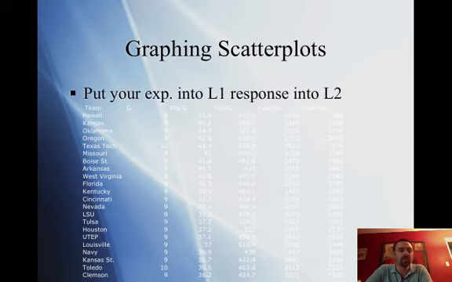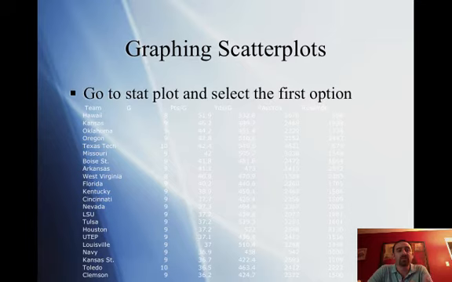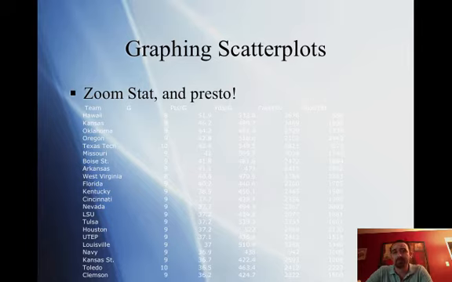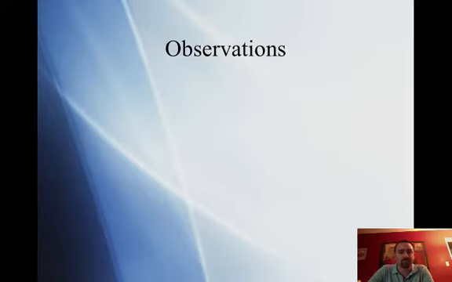So what are we going to do in class next time? Put your explanatory variable into list 1, your response into list 2, and the first option in our stat plot screen is going to be our scatter plot. We're going to zoom stat, and we're done. That's what graphing scatter plots is about. That should be pretty straightforward. We've been doing graphing scatter plots since like the 3rd grade.